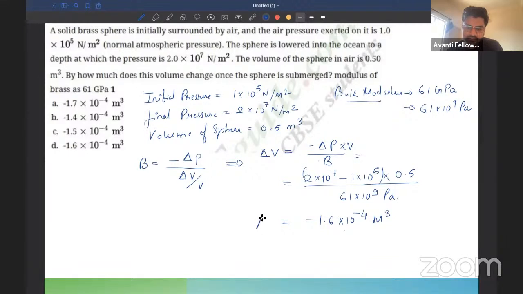ठीक है? So this is the change in volume. Of course the change will be very less, है ना? That's why 10 to the power minus 4 का range में आ रहा है.